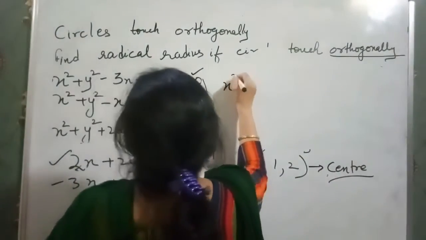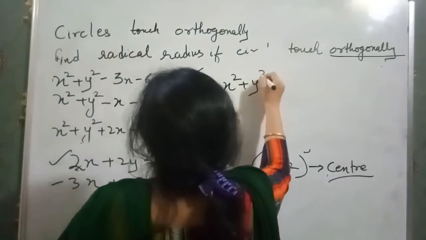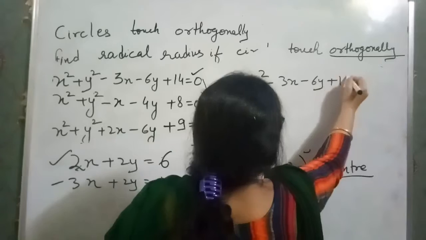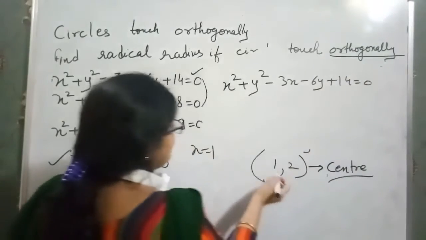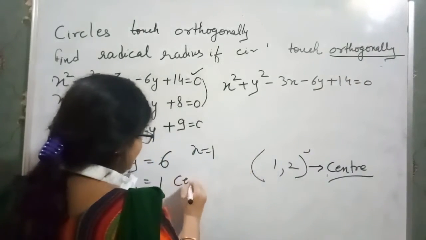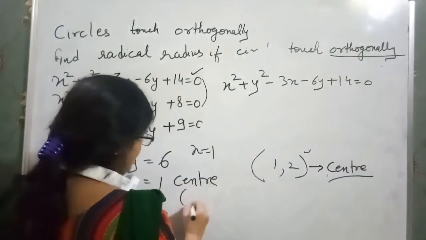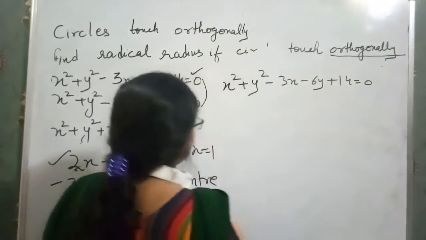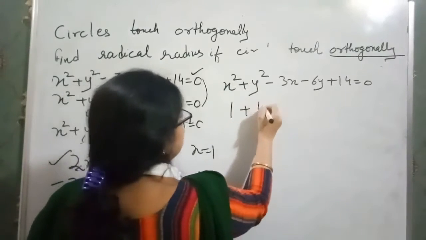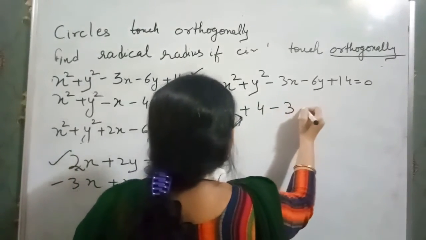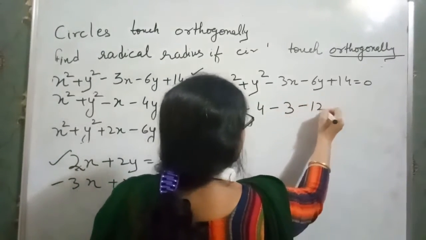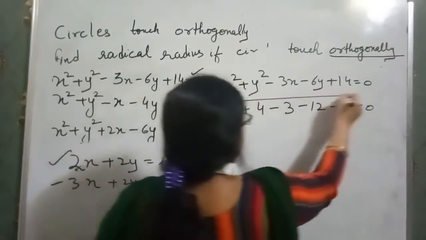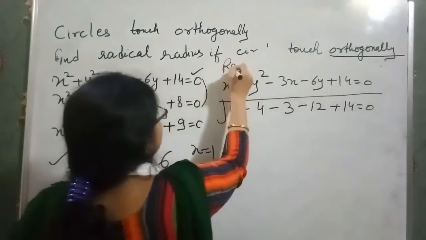That means we have the equation x square plus y square minus 3x minus 6y plus 14 is equal to 0. We put the value of 1 and 2, that means the center is (1, 2). Now we find the radical radius. That is 1, 2's are 4, minus 1 plus minus 12 plus 14 is equal to 0. Take the under root of that. This is the radical radius I am finding.